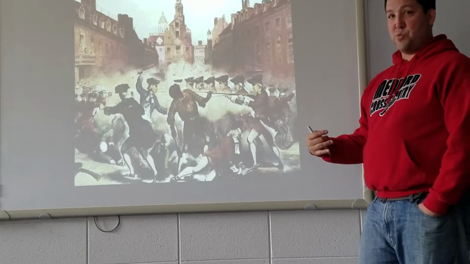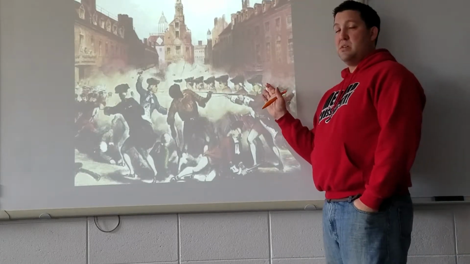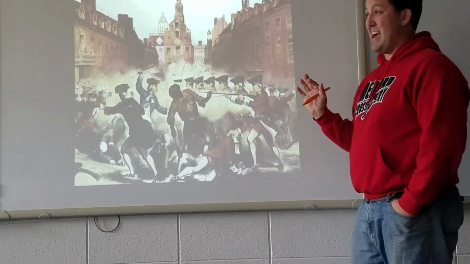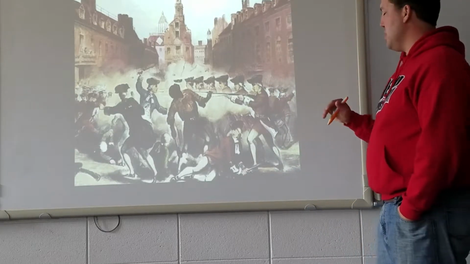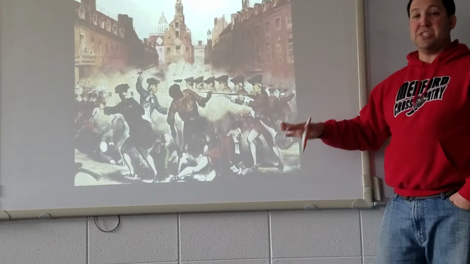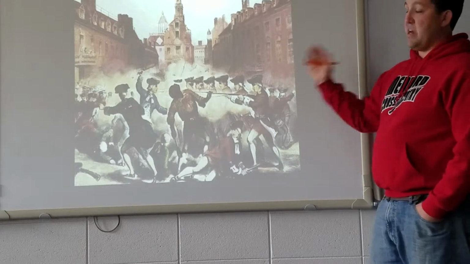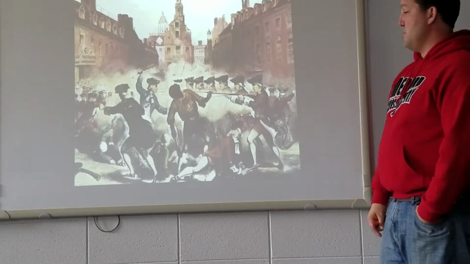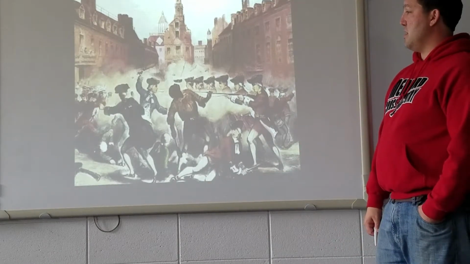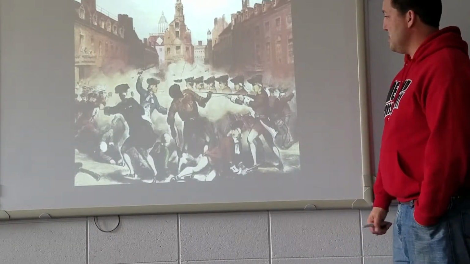The crowd is starting to swell. More colonists are joining. One of the colonists throws and hits one of the redcoats, the story says, with a rock or an ice ball or something, causes them to bleed. The commanding officer is yelling at the people to disperse. They don't, so he gives the order to fire into the crowd. And they do, and they injure numerous colonists and kill at least one.